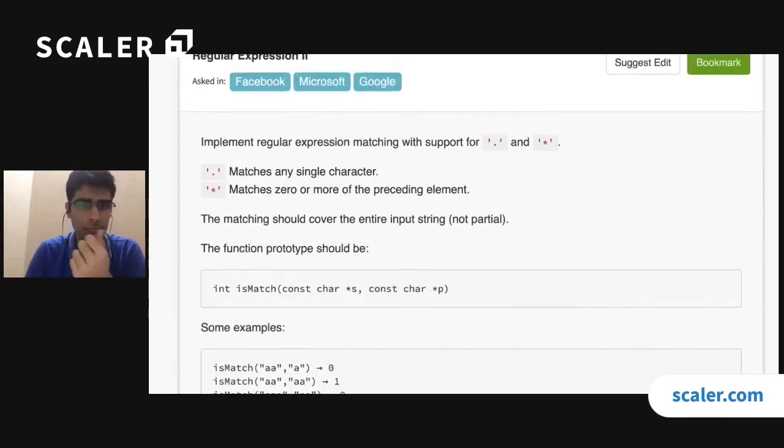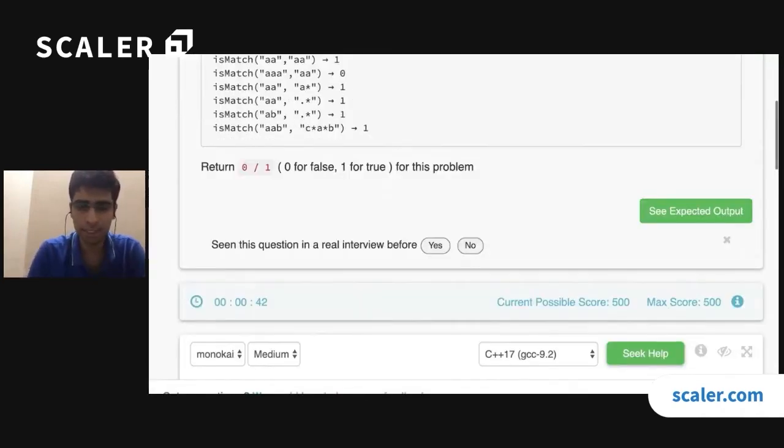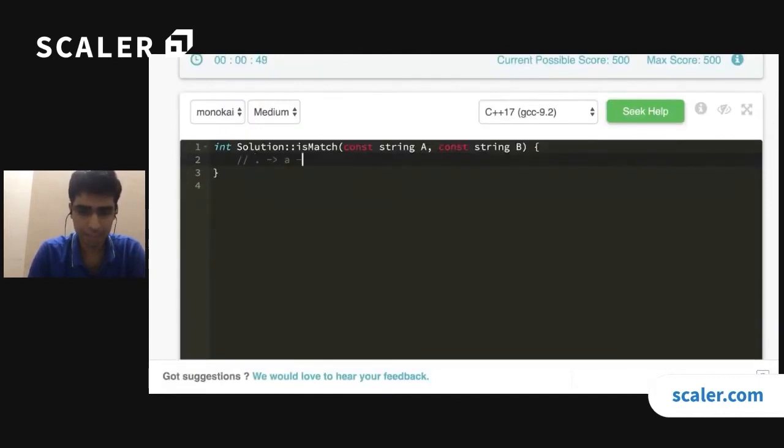Here we are told that we have to implement a regular expression matching algorithm that can support a dot and an asterisk. A dot can match any single character. So let me say, does dot match a? Yes, that is true. Does dot match b? Yes, that is also true. But does dot match ab? No. A full stop can match only one occurrence of any character.